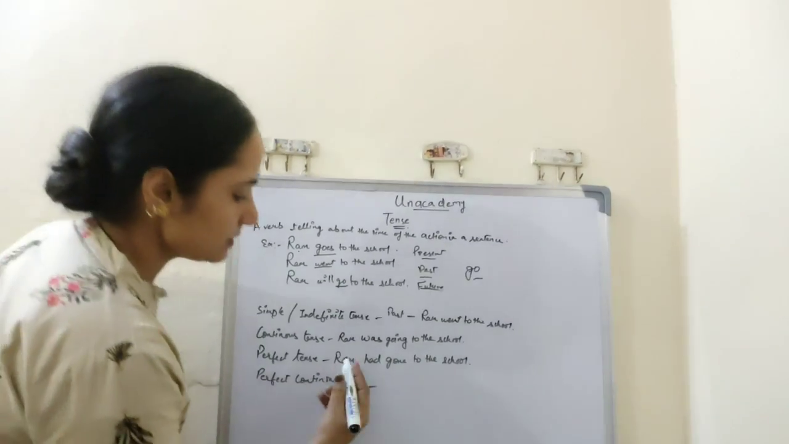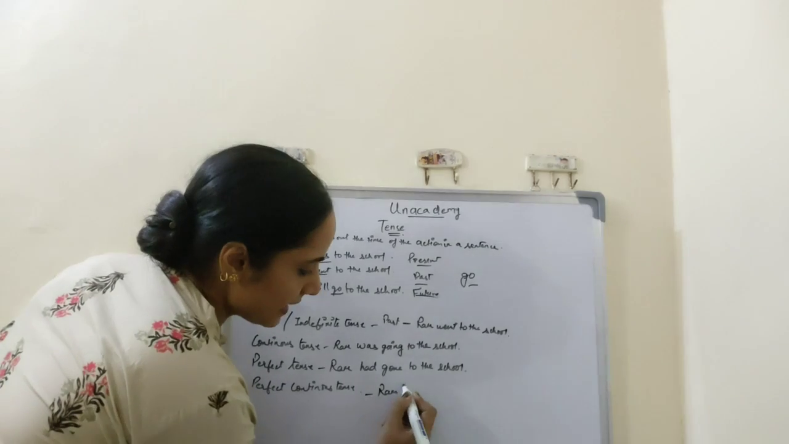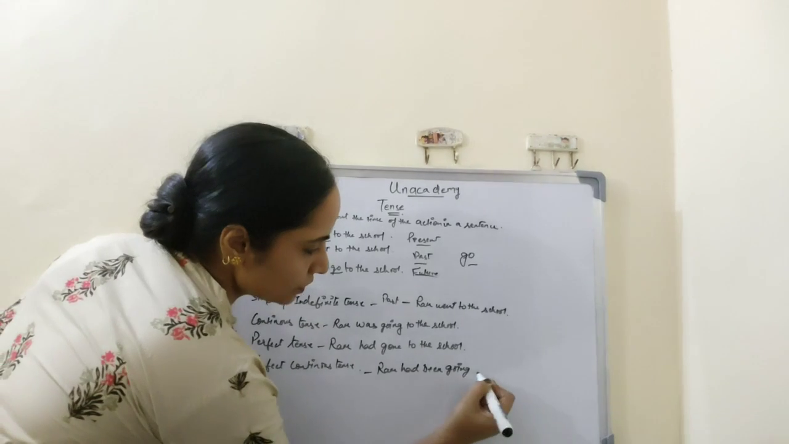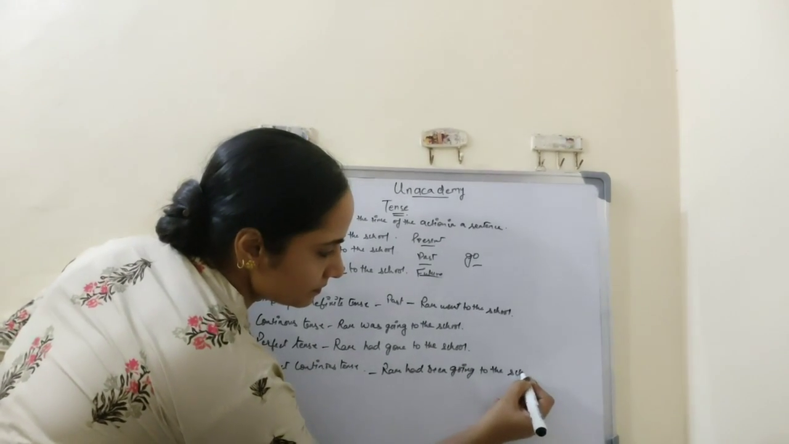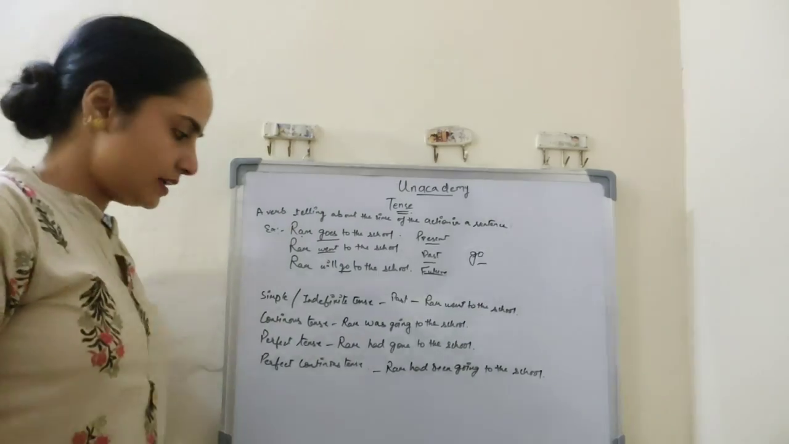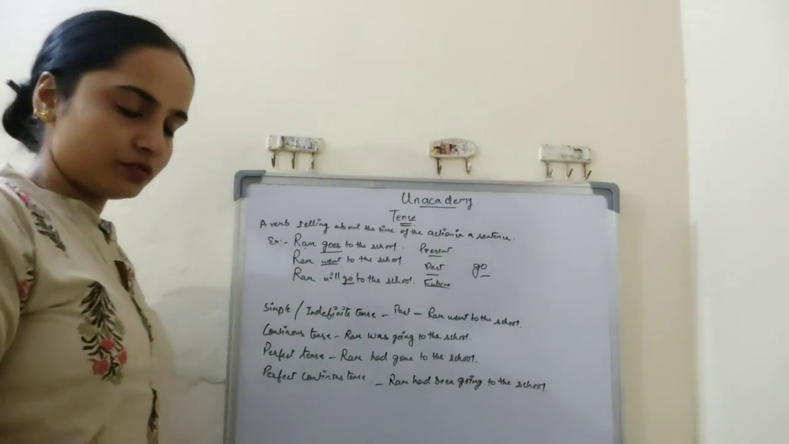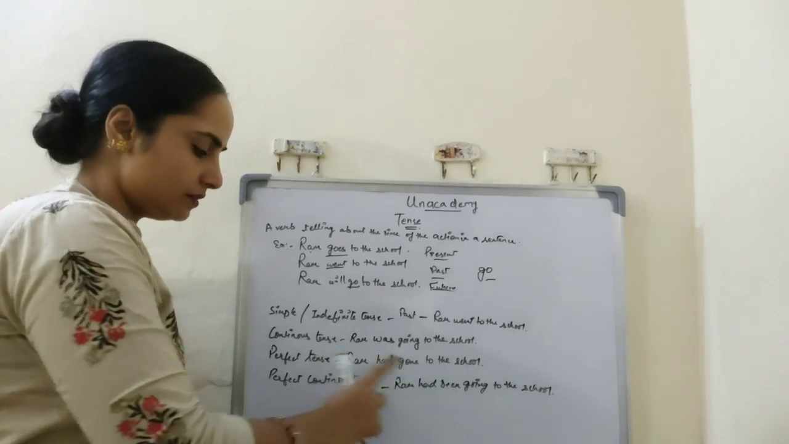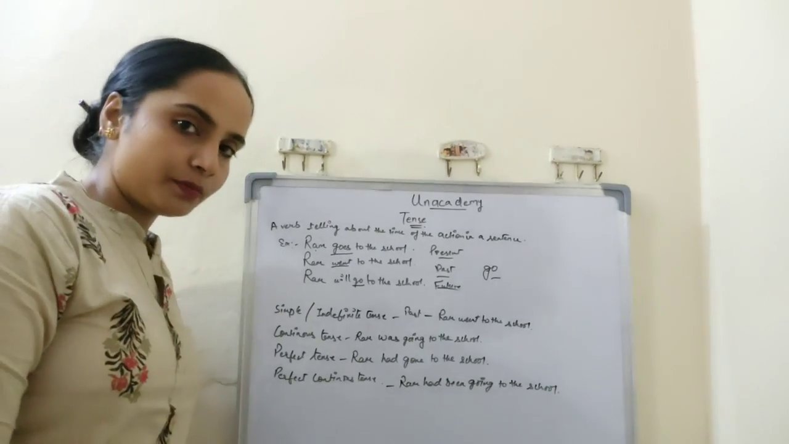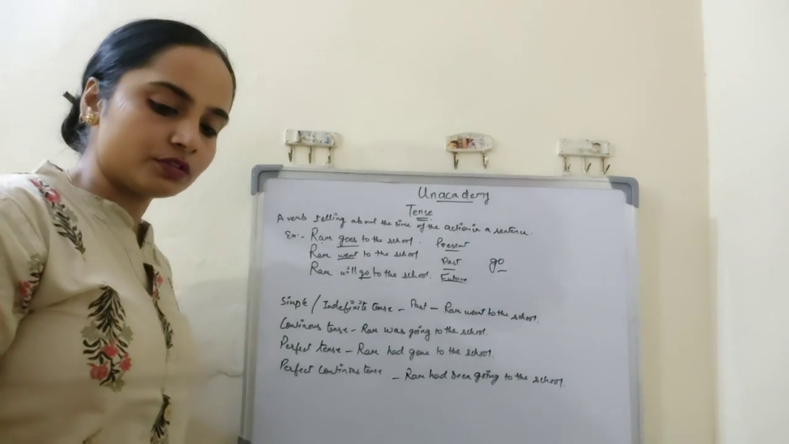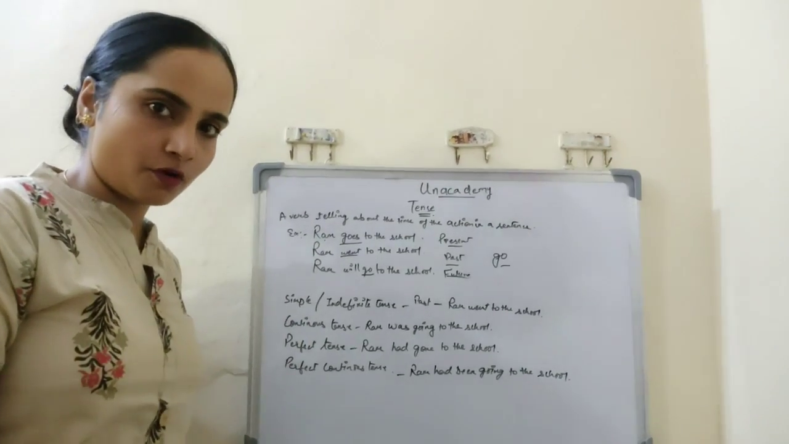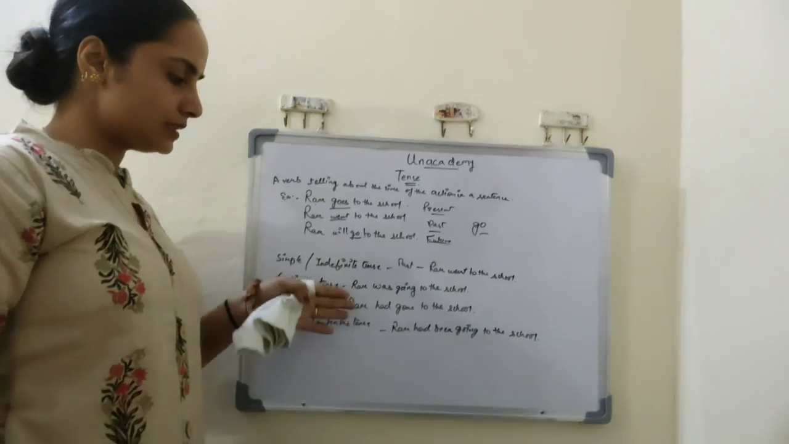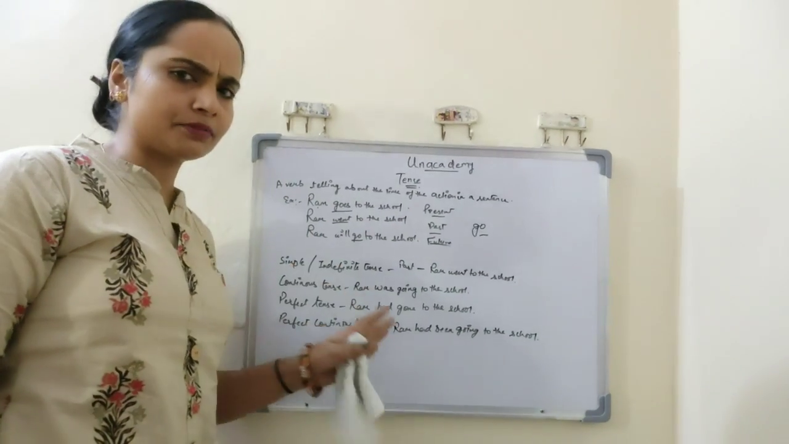Now, what will happen here is it will be Ram had been going to the school. Alright, Ram had been going to the school. Going, the continuous form, had been, the perfect form. Okay, so we are 100% sure that Ram was going to the school, but it was in the continuation form, but we are 100% sure about the continuation. Alright, so this was the explanation of a simple tense.